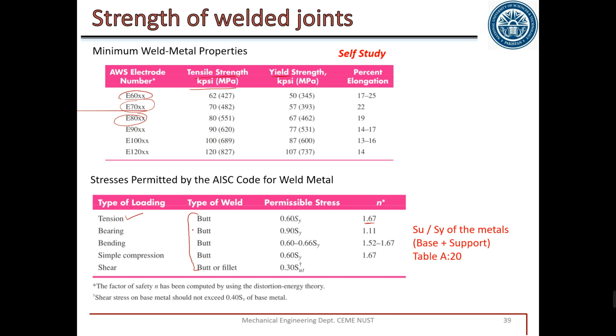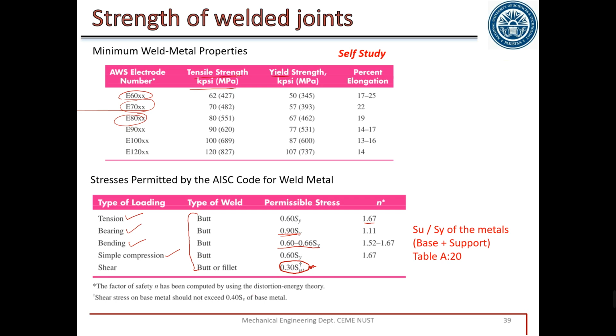If for the same joint, for the same material, we are applying bearing stress, then you can apply stress up to 90% of its yield strength. If you are applying bending, then you can apply 60 to 66% of its yield strength. If it's simple compression, then again 60%. And if it is shear, as I have already told you, mostly welds fail under shear. So in case of shear, you can apply a maximum of 30% of its ultimate strength. Whose ultimate strength? The base material.